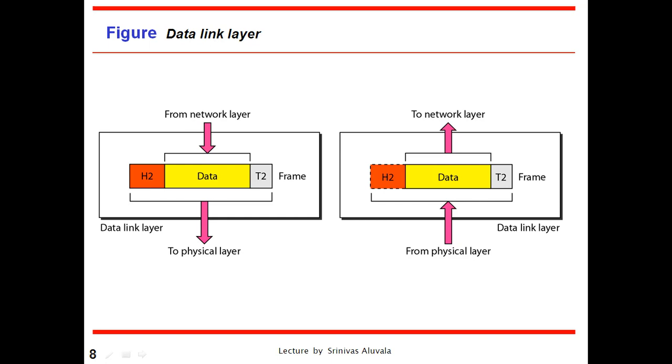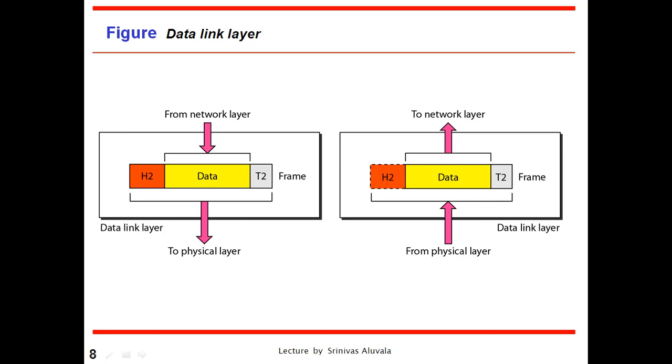The data link layer also takes up the basic responsibility of physical addressing. If the frames are to be distributed to different systems on the network, the data link layer adds a header to the frame to define the sender or the receiver of the frame. If the frame is intended for a system outside the sender's network, the receiver address is the address of the device that connects the network to the next one.